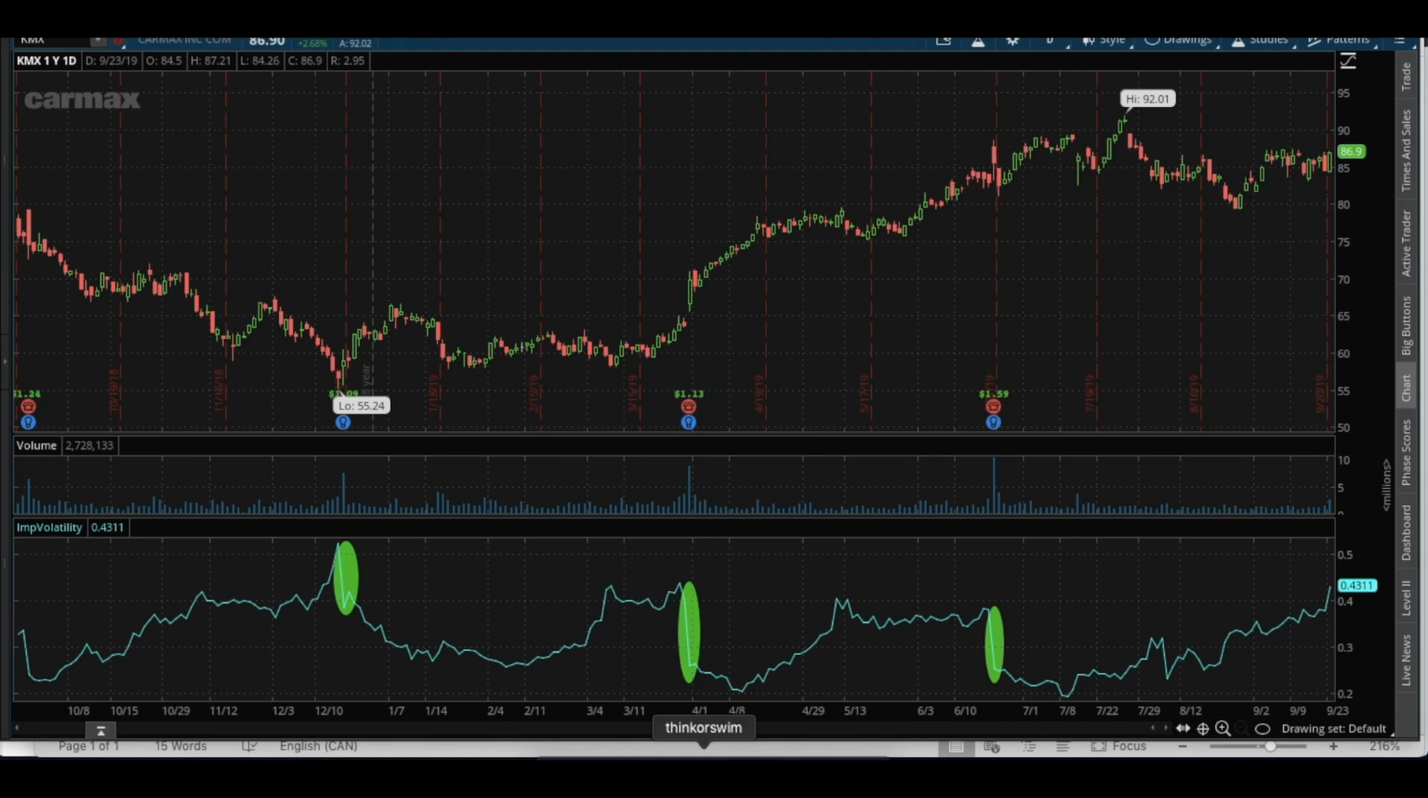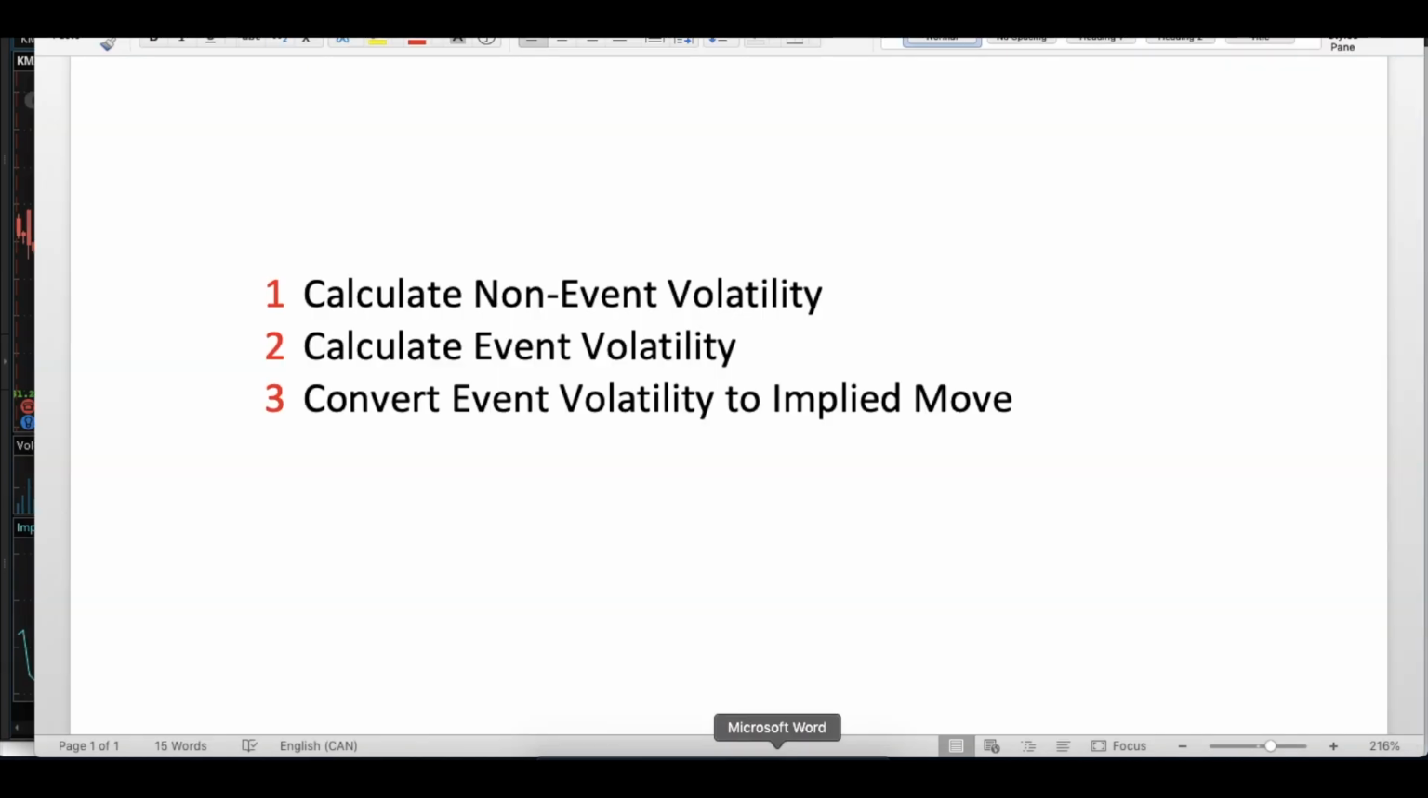So there are going to be 3 steps to calculating the implied move, and that is first calculate the non-event volatility, then we're going to calculate the event volatility, and then we're going to convert event volatility into the implied move number that we're looking for. So let's start with number 1 and calculate the non-event volatility.